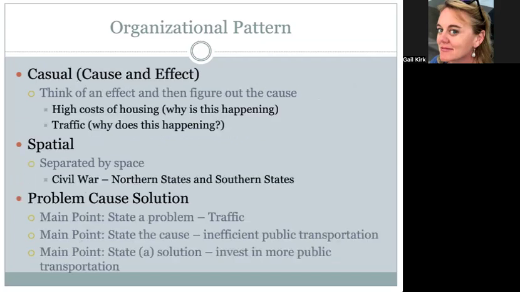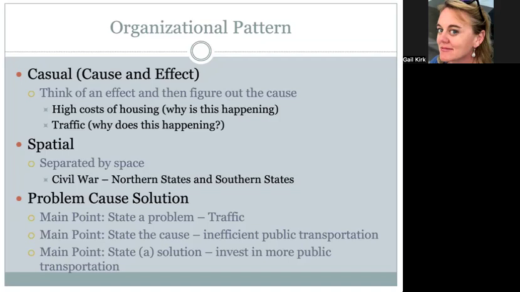Causal is cause and effect. So think of an effect. What is going on that maybe is a problem in the Bay Area? I always like to say high cost of housing. So why is that happening? What's the cause of that? We know the effect. Traffic. Traffic is a big problem. So why does this keep on happening? So that would be the cause.